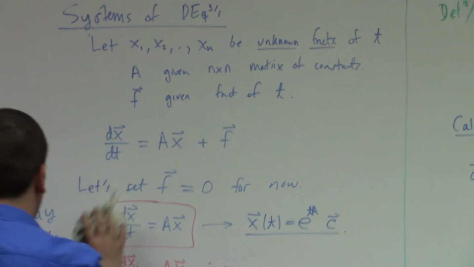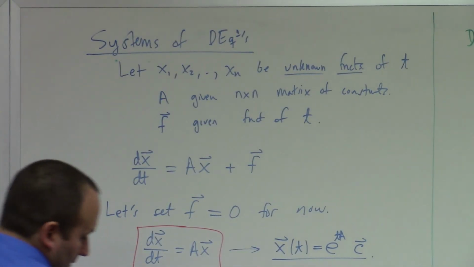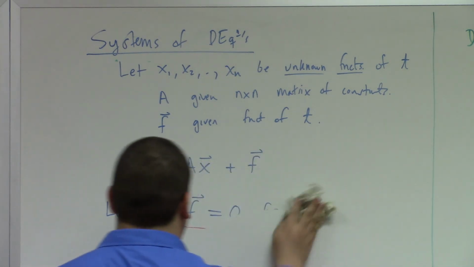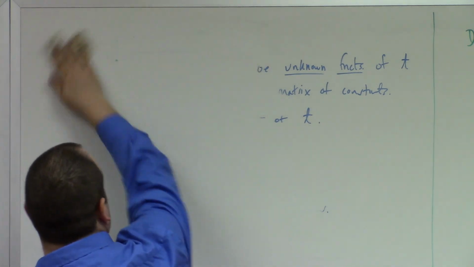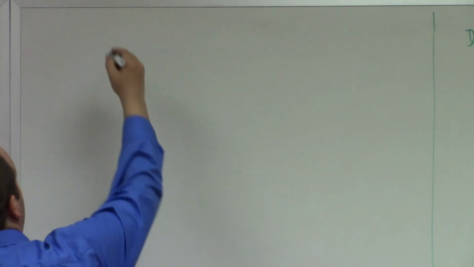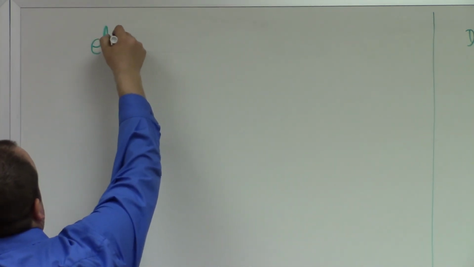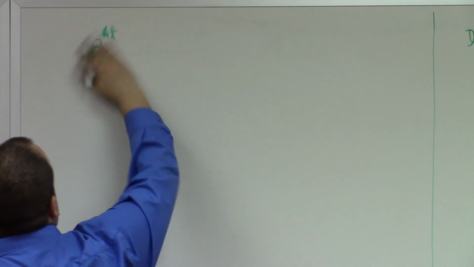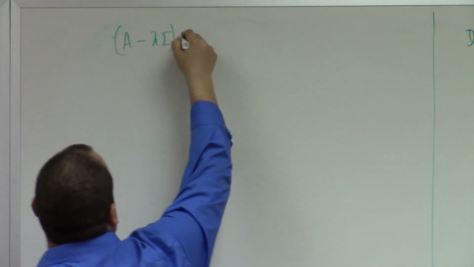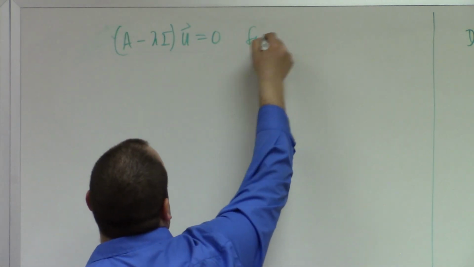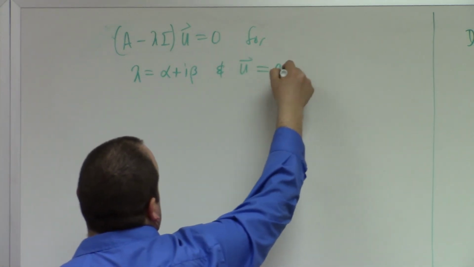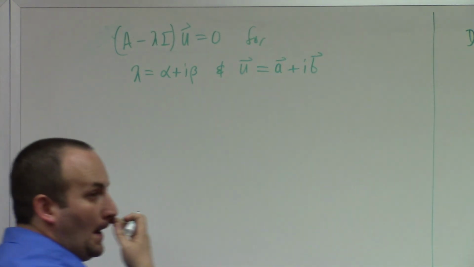So that's how we find a fundamental solution set, right? We can extract solutions from the matrix exponential by simply multiplying by eigenvectors or generalized eigenvectors, and that will get us a solution. Now, in the case we have a complex eigenvector, suppose you have (A minus lambda I) times u equals 0 for lambda equals alpha plus i beta, and u equals a plus ib, right?